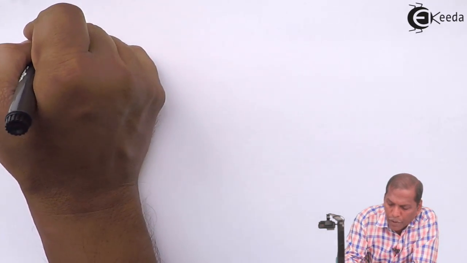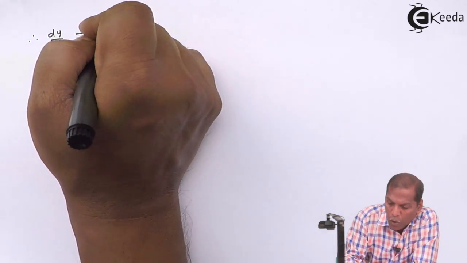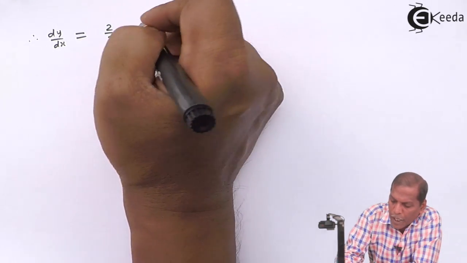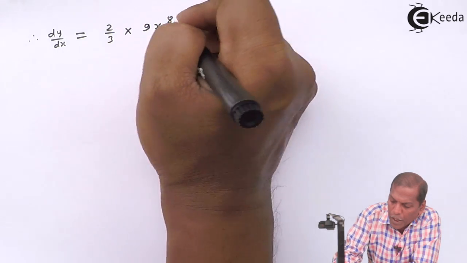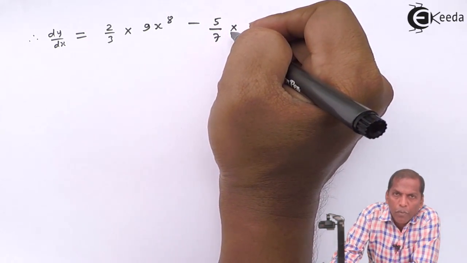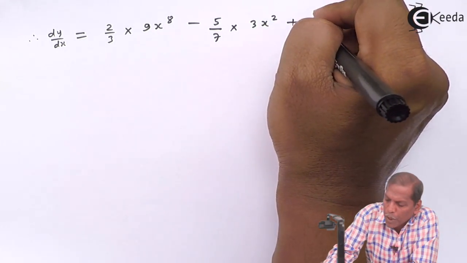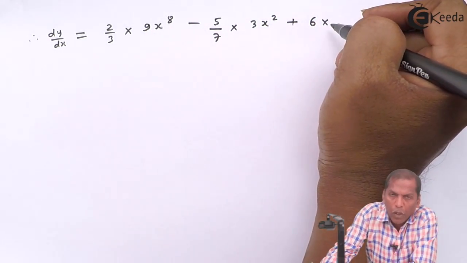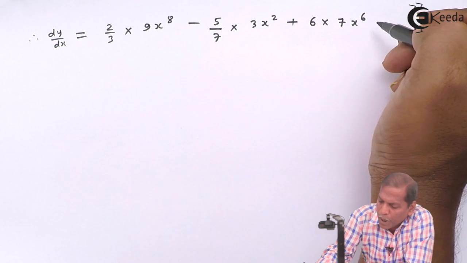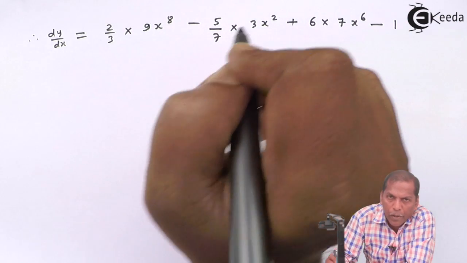So the next step will be, therefore dy/dx is equal to 2/3, the constant term we write as it is, derivative of x^9 is 9x^8, then minus 5/7 as it is, derivative of x^3 is 3x^2, plus 6 into derivative of x^7 is 7x^6, and finally minus derivative of x is 1.